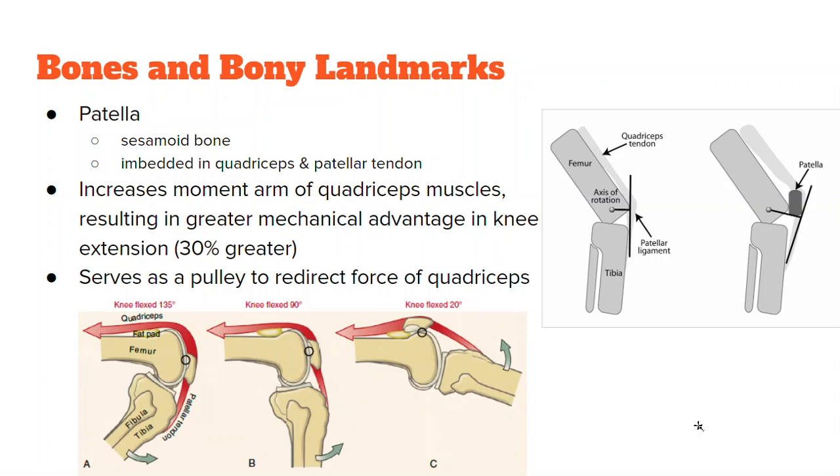So remember, that increases the torque, the extensor torque, because torque is muscle force times moment arm. And if you increase the moment arm from the center of rotation to the line of muscle force with that patella, that increases your mechanical advantage for knee extensor torque by 30% or greater. It also serves as a pulley that redirects the force of the quadriceps. And you can see in this lower image, it's redirecting our quadricep muscle force to actually come down and extend the tibia on the femur.